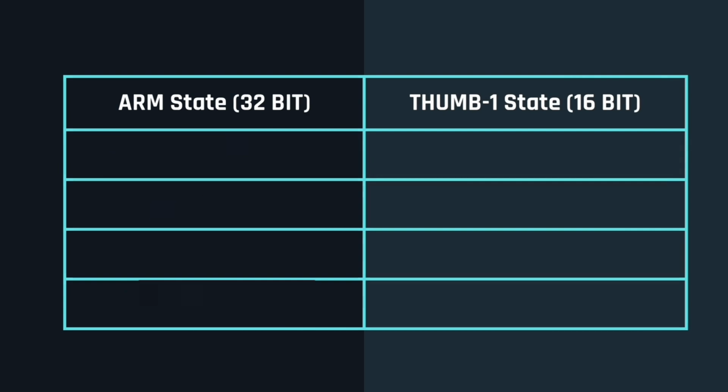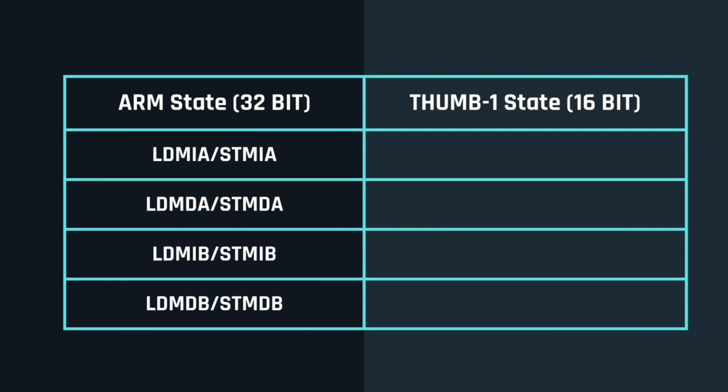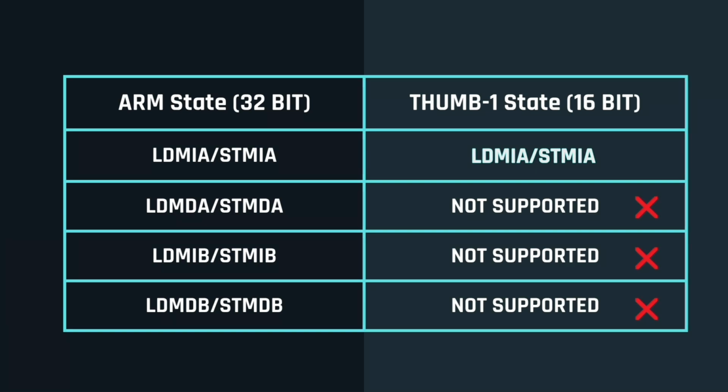In ARM state, we have four addressing modes for multiple register transfer as shown below. That is, load multiple increment after or store multiple increment after, load multiple decrement after or store multiple decrement after, load multiple increment before or store multiple increment before, and load multiple decrement before or store multiple decrement before. But in Thumb-1, only load multiple increment after and store multiple increment after are supported. The other addressing modes are not available.